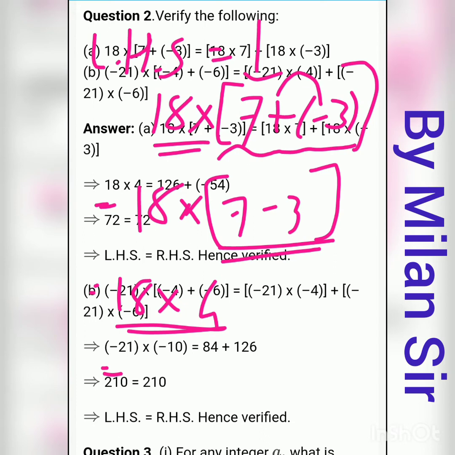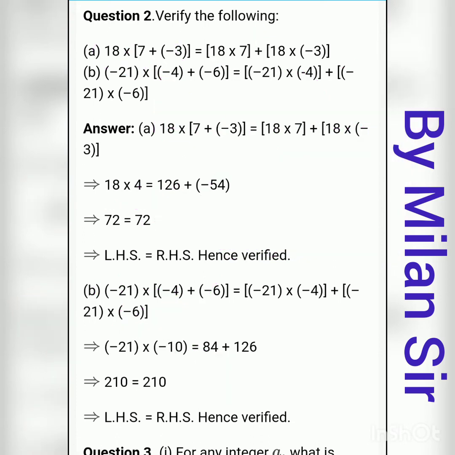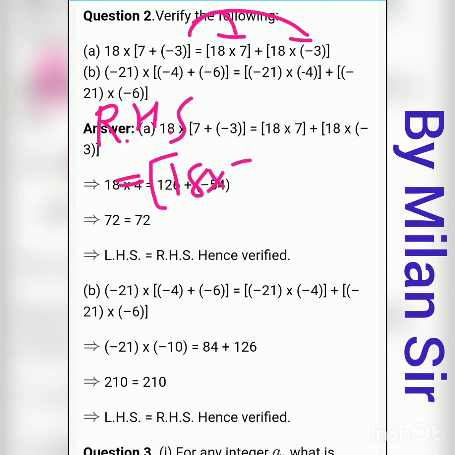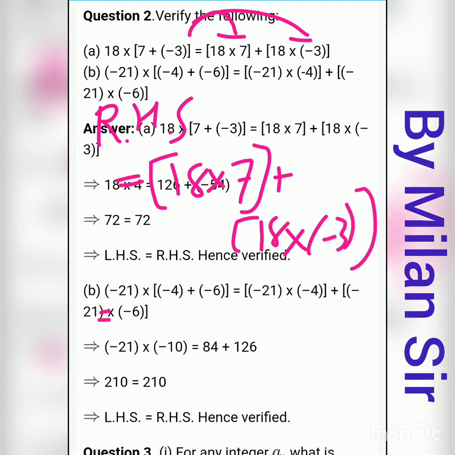So 18 multiplied by 4: 18 fours are 72, right? Now we need to solve the right hand side. Right hand side of the equality sign: 18 multiplied by 7 plus 18 multiplied by minus 3. First of all we need to solve the brackets.